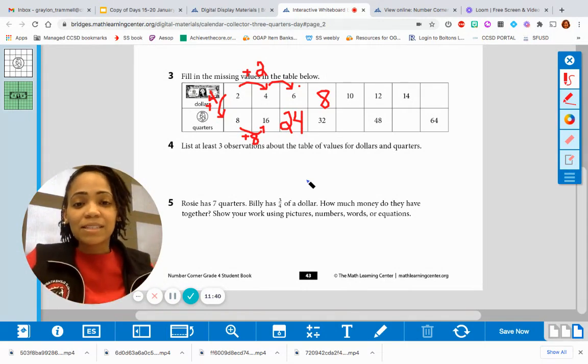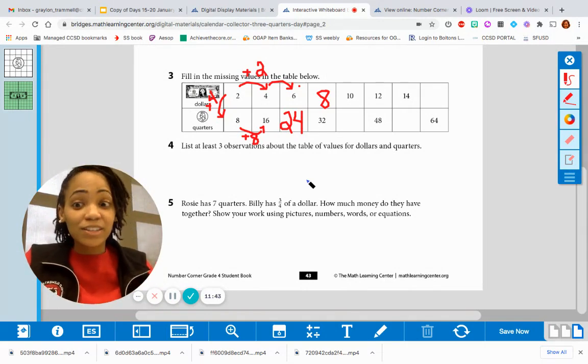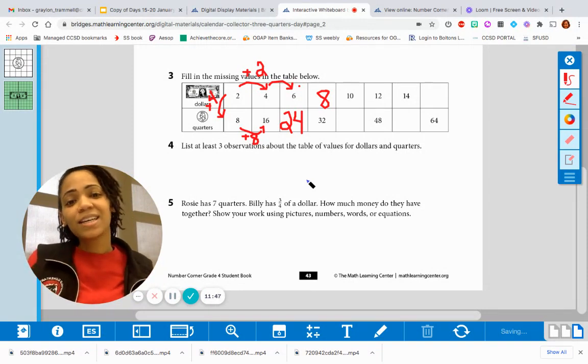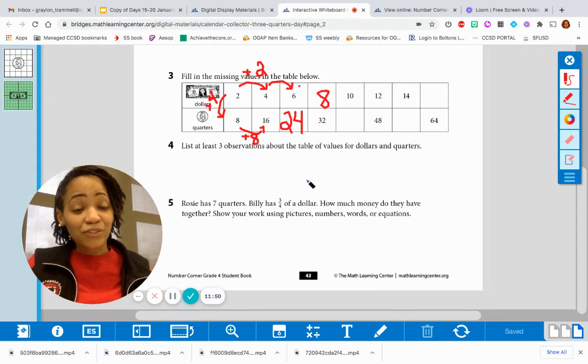So take the rest of today, finish this workbook page, finish your number corner assessment if you haven't already, and have a great rest of your Friday.